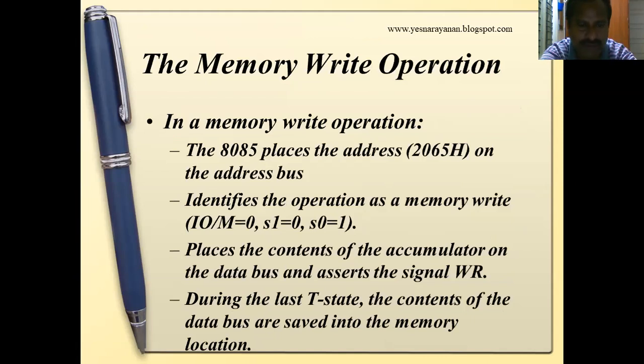In the memory write operation, the 8085 places the address 2065 on the address bus, identifies the operation as a memory write, that is IO/M bar is equal to 0, S1 is equal to 0, S0 is equal to 1, places the content of the accumulator on the data bus and asserts the write bar signal. During the last state, the content of the data bus is saved into the memory location.